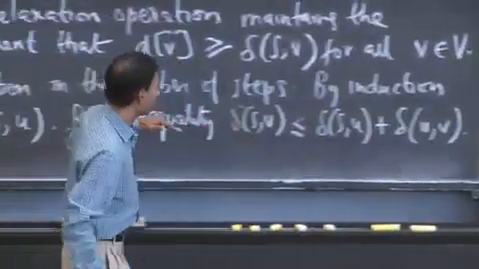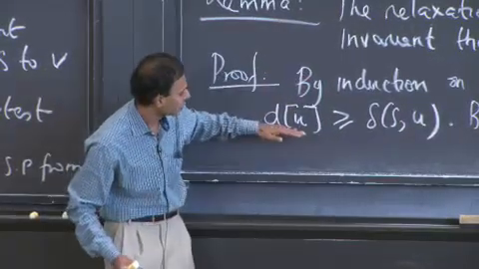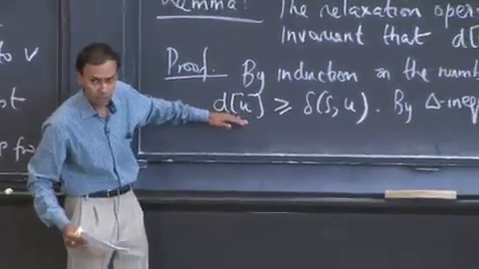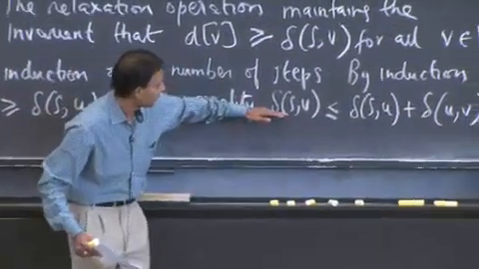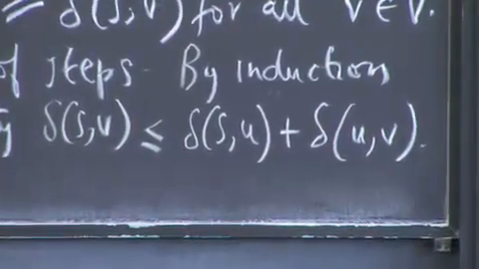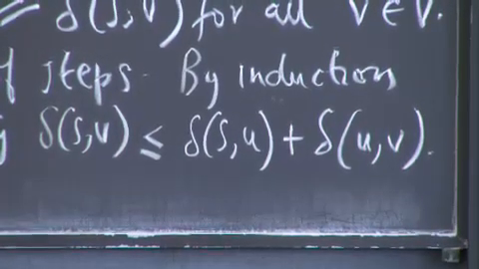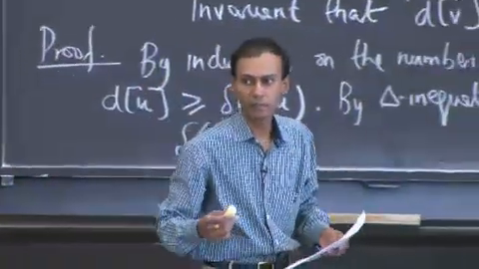So that's half the proof here. What I've done is assume that d(u) is correct, and I've used the triangle inequality, or I've just written this down. Now, someone do the last step or the second to last step of this proof. Anybody?